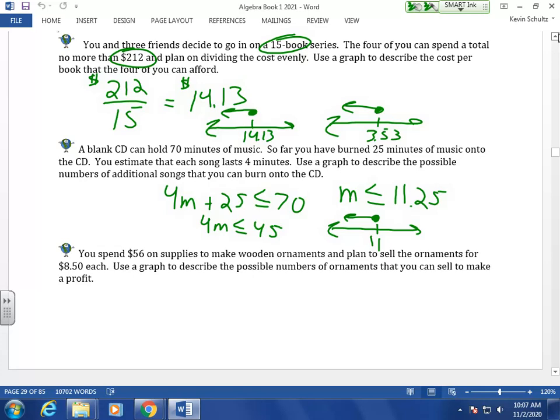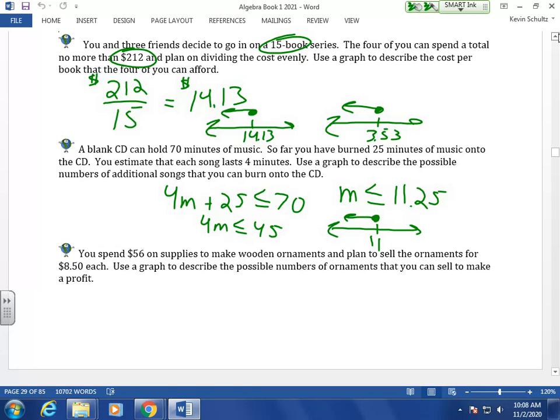And then lastly, you spend $56 on supplies to make wooden ornaments and plan to sell the ornaments for $8.50 each. Use a graph to describe the possible numbers of ornaments that you can sell to make a profit. So like we talked about, if you spend $56 on supplies and sell one ornament, did you make $8.50 overall? No. You lost $47.50, right? Because you spent more than you brought in.